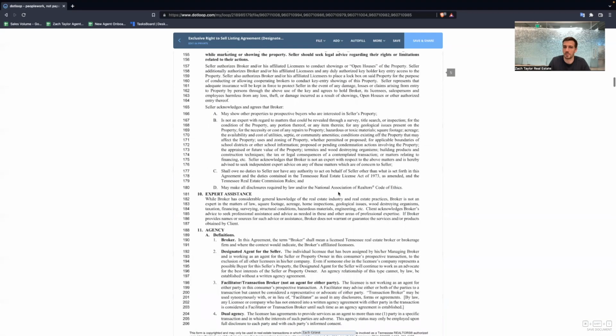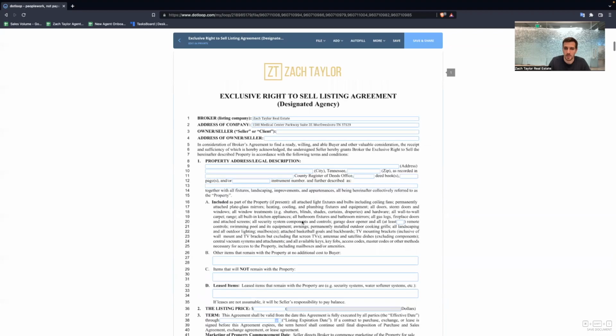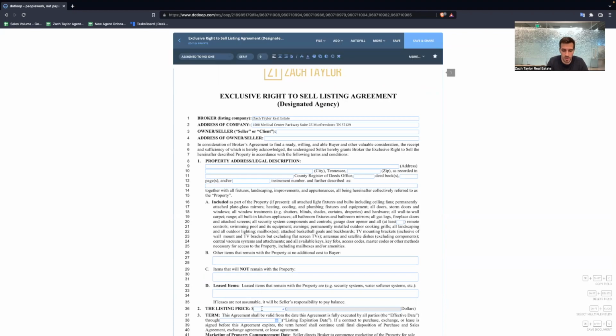Another situation I want to bring up is a listing agreement. Again, like I said, Tennessee Realtors usually has a form for that. So one of the most common things is, let's say we have a list price of $500,000.